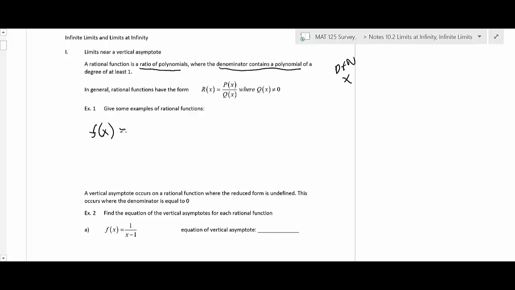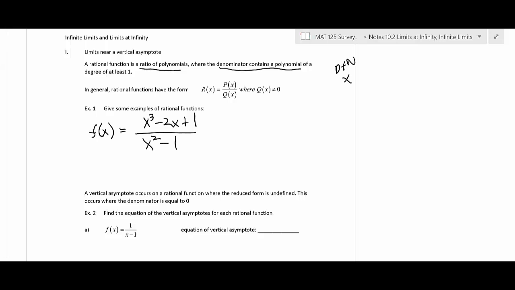F of x. You take a polynomial, let's say x squared minus 1. That's a good polynomial. The numerator can be any degree, so it could just be a number, or it could be something kind of like that. Okay, that's just an example. There's an infinite number of examples you could come up with.